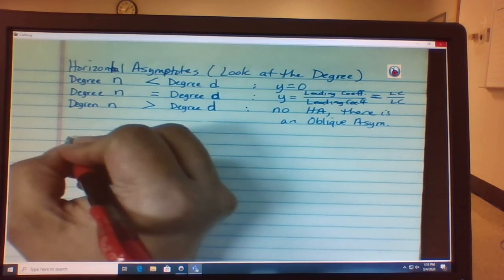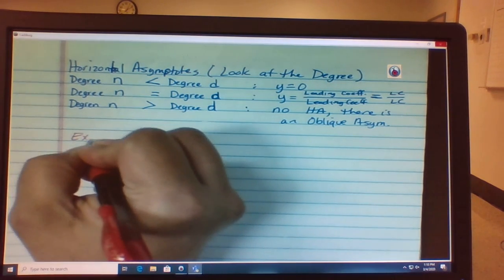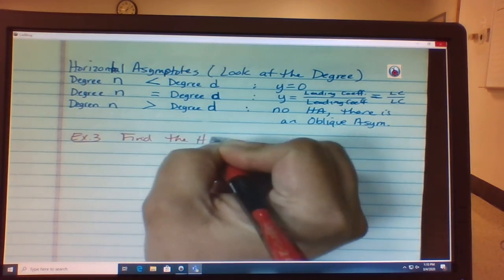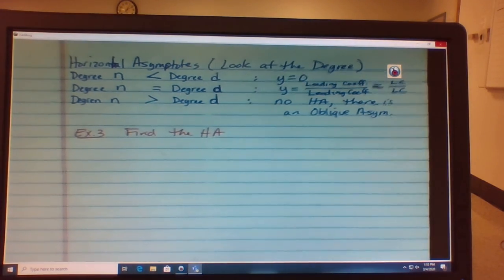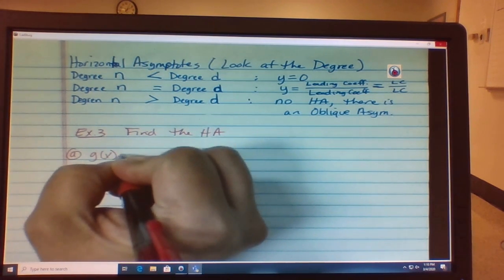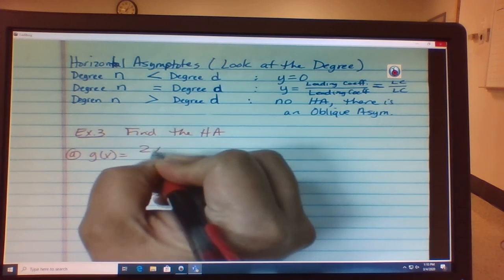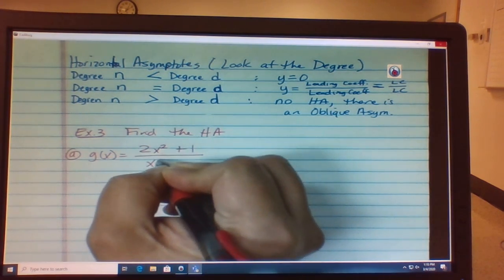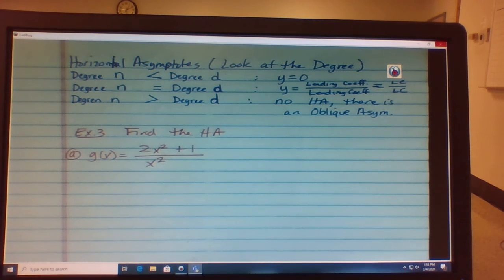Everybody with me? Example number 3, find the HA, horizontal asymptote. This one's a lot easier than the other one because you don't have to factor anything. You're just looking at it. 2x squared plus 1 over x squared. So you're looking for the degree.